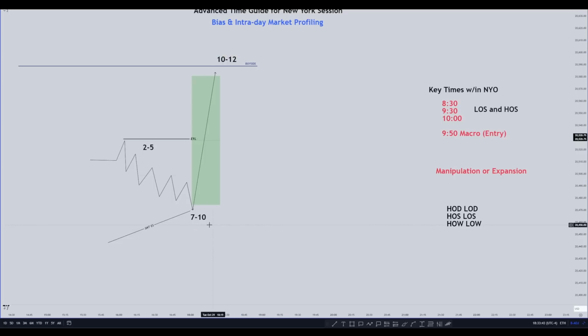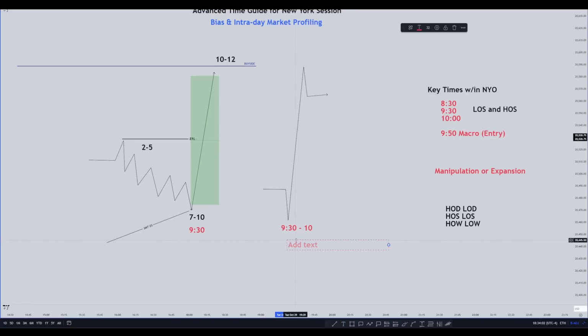Say instead of 8:30 news, we had no news. What time of day do you expect this low to form if we haven't seen any reversal? I would say 9:30, and we're going to expand into 10 o'clock. And now you can see how this profile lines up with the New York session profile of 9:30 to 10, creating the low of the session, which is also the low of day.